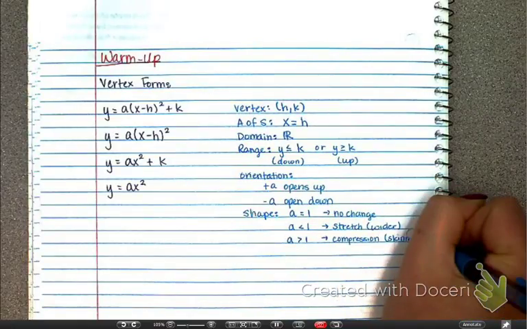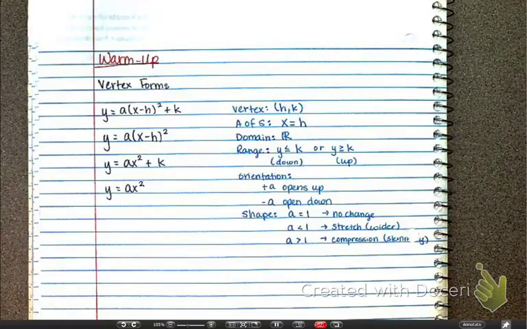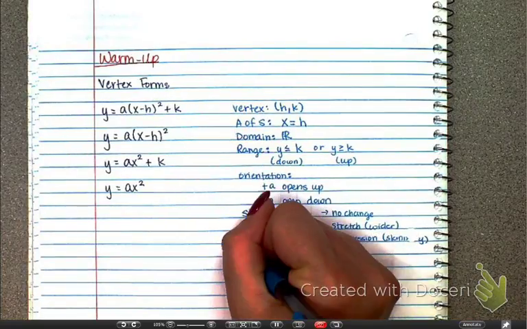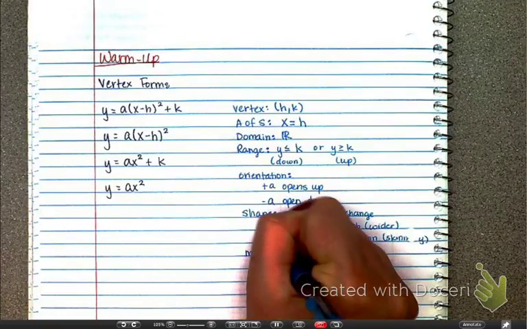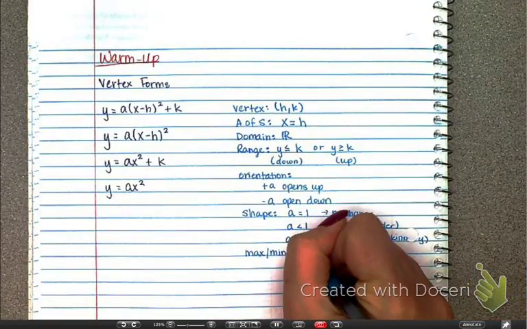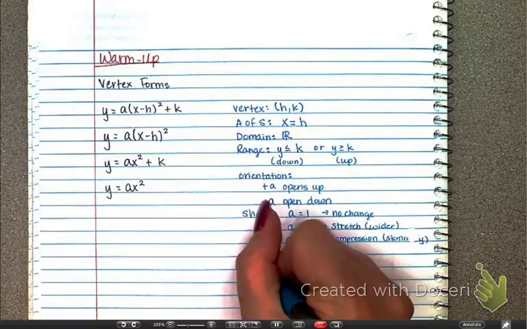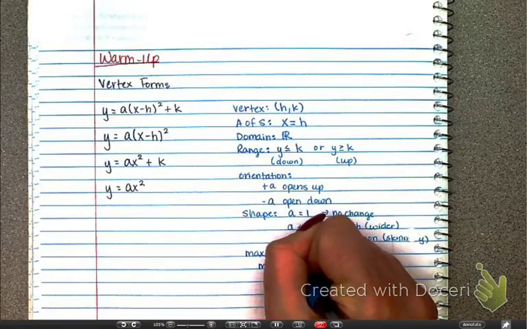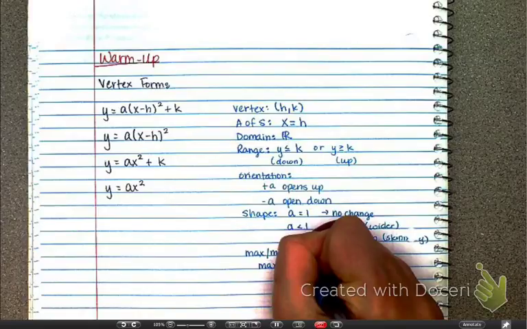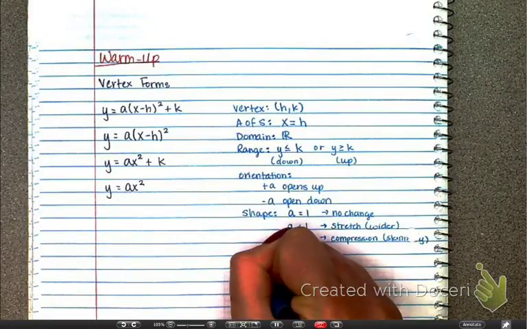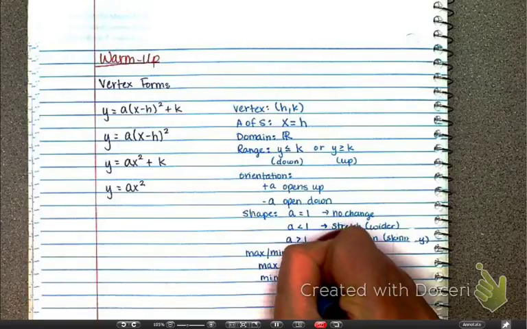Oh, I ran out of room. What am I missing? Maximum and minimum. So when do we know if it's a maximum versus a minimum? Okay, so max or min. We will say that it is always the k value, right? No matter what, if it opens up or down, it's the k value. It's a max if your parabola opens down, and it's a min if your parabola opens up.